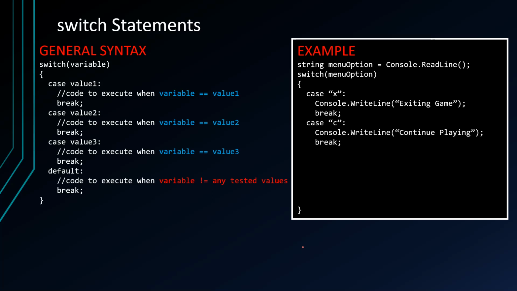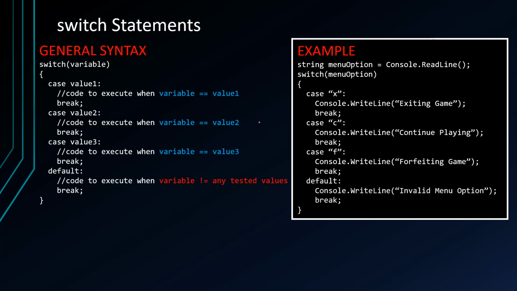If the user enters a C, we're going to tell them to continue playing. And if they enter an F, we're going to say, well, you're forfeiting the game. You're quitting. So we have exiting, continue, and forfeiting. 3 options. Now, if they enter a P, it's not going to go into any one of those. It's going to go into our default case, which we can say invalid menu option.